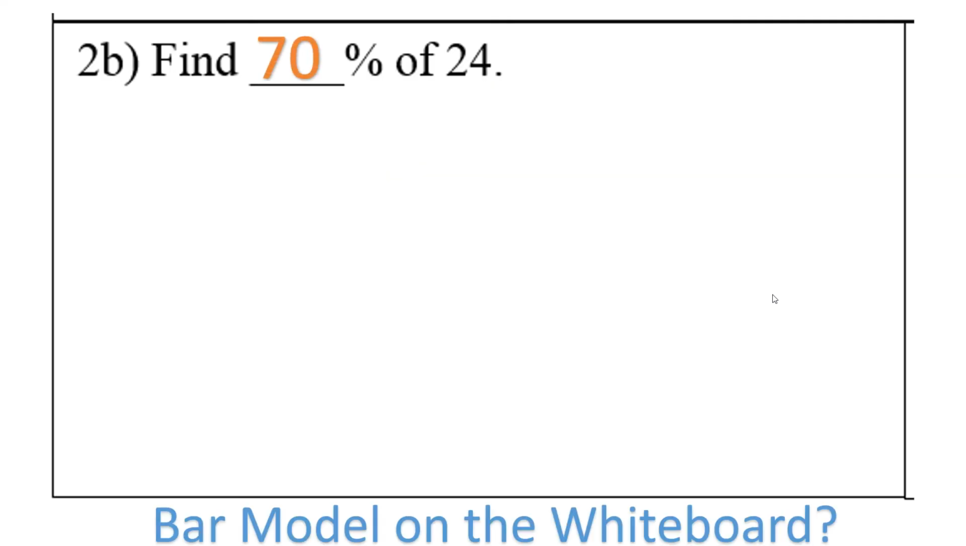Okay, 2B, 70% of 24. The answer is 16.8. So see if you can get that. So pause the video and see if you can solve it to get that and know where the math goes.